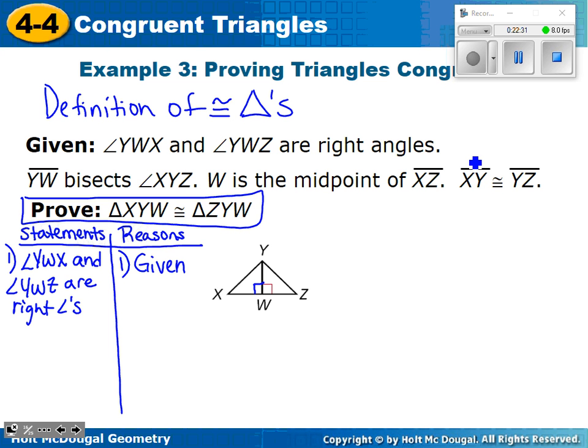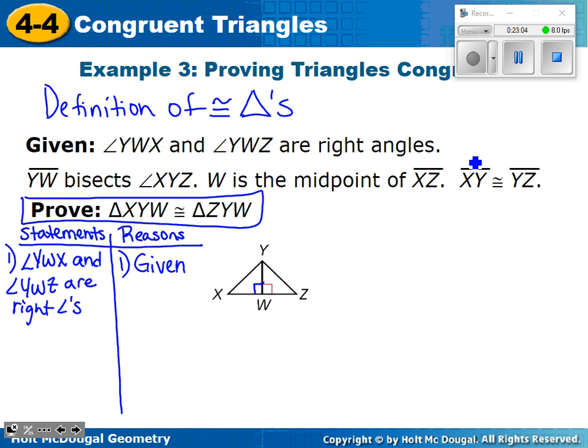My answers for reasons are not statements where I write them out unless there was no name for it. My answer needs to be a theorem, a definition, or a postulate. So you can say something like right angles. Okay, so I'm going to write what you're saying to show you that we can definitely do that, but it's several steps. So the measure of angle YWX is equal to 90. And the measure of angle YWZ is equal to 90. We could do that. Why do we know they're equal to 90?